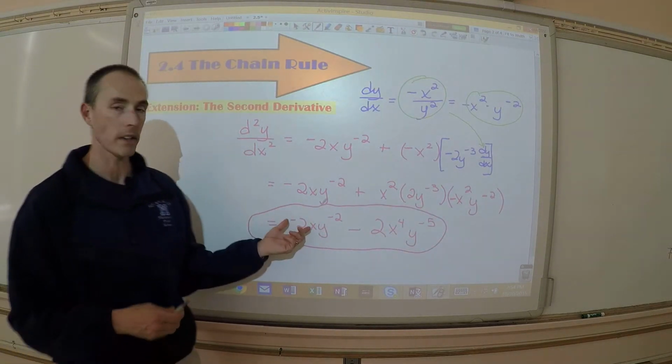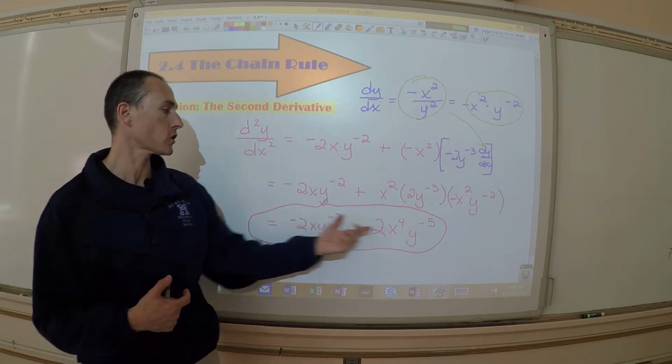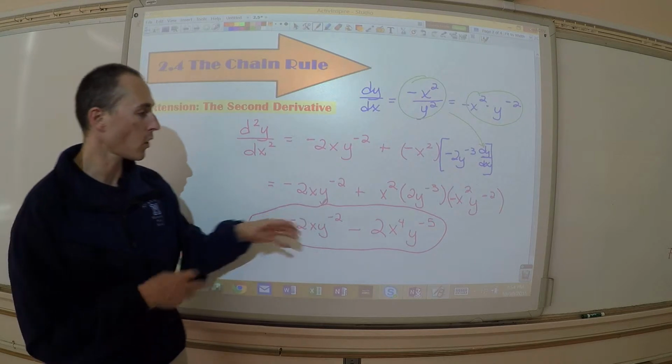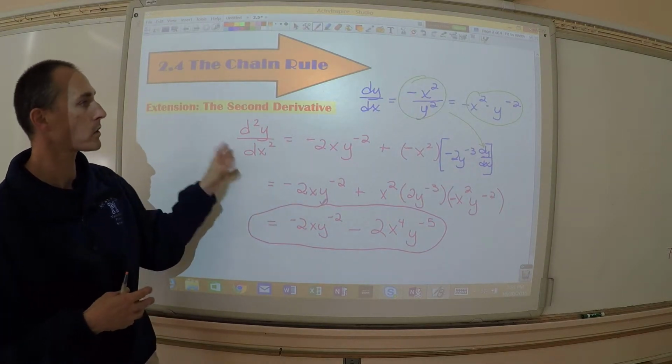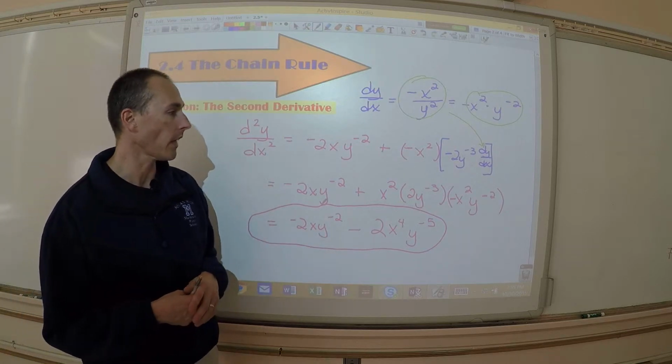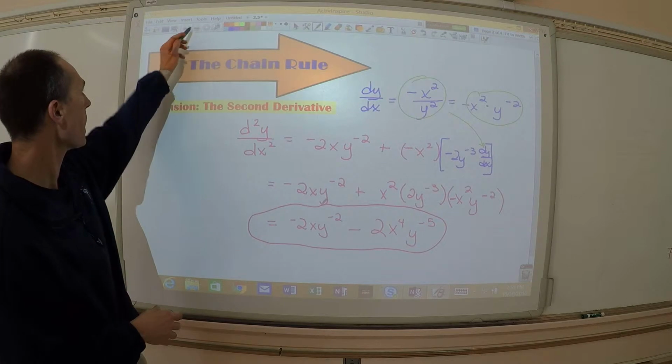In a case like this, you might think about taking out a 2. You might think about taking out an x to the first, a y to the negative fifth. And those are all things that could be done. But I just think for simplicity's sake and for what we're trying to do here, we're going to leave our answer like that.